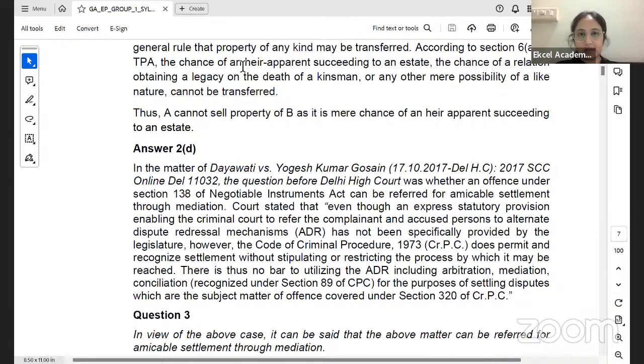Amicable means friendly settlement through mediation or anything. Is it okay to settle through mediation, or do you have to go to the normal court only? That is out-of-court settlement, or alternative dispute resolution. Is it possible or not? That is the question. So we will see this.